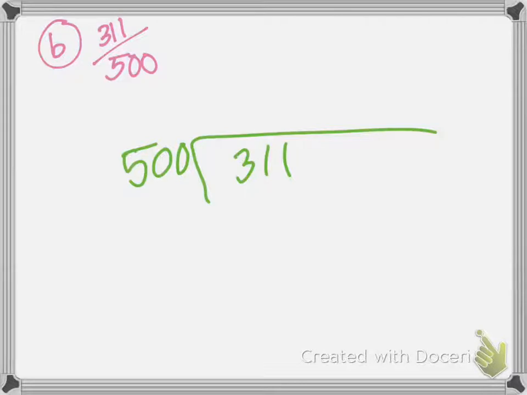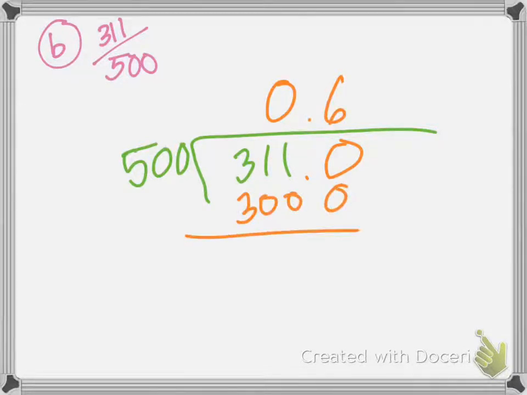500 goes into 310 0 times. So I do 0, decimal, 0. You see what I do? 0, decimal, 0. Really easy. This is pretty easy. I think of it in terms of 5 and I think of it in terms of 30. 500, 1,000, 1,500, 2,000, 2,500, 3,000, 3,500. Up, I went too far. So it has to be 6. So that was 3,000. I subtract and I get 110.